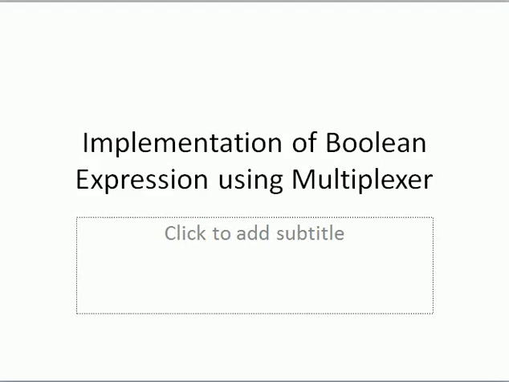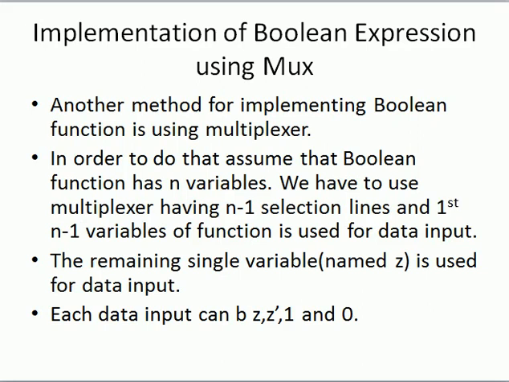Students, today we will discuss the implementation of Boolean expression using multiplexers. We can implement the Boolean expression by using different gates. Those gates may be AND gate, OR gate, NAND gate, NOR gate, exclusive OR gate, exclusive NOR gate, NOT gate. All these gates we have used to implement the Boolean expression or the Boolean function.